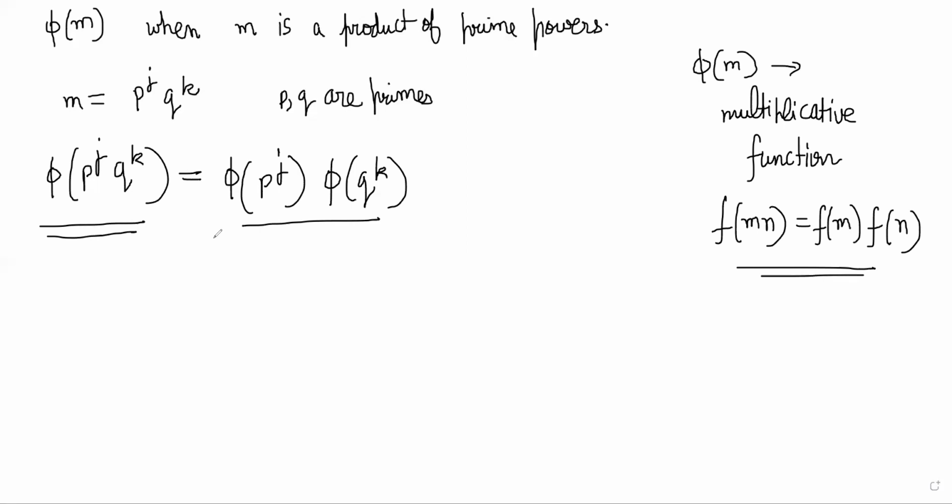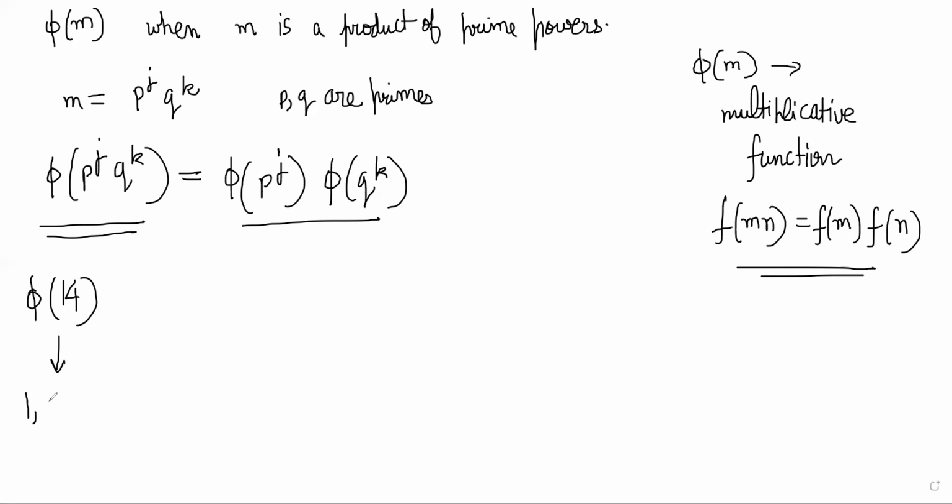First, let's check it and confirm whether it is coming or not, and then we'll try to prove this. So let's say phi of 14 you want to find out. Normally you can find it directly, right? Directly, you find the number of numbers which are co-prime to 14.